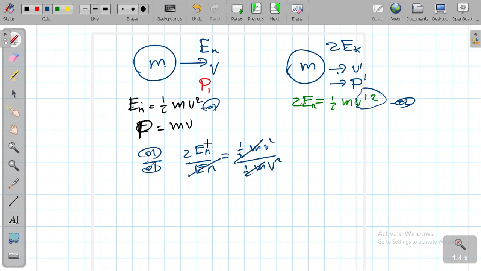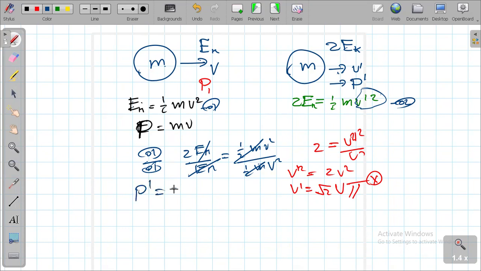Half m cancels off, Ek and Ek cancel off. You get 2 equals v dash square divided by v square. You get v dash square equals 2 times v square. Your v dash will be what? Root 2 times v. This is like equation x. Now your new momentum, p dash, is going to be root 2 mv. So you know this one, it is what? P. Your new momentum is root 2 times the earlier momentum.